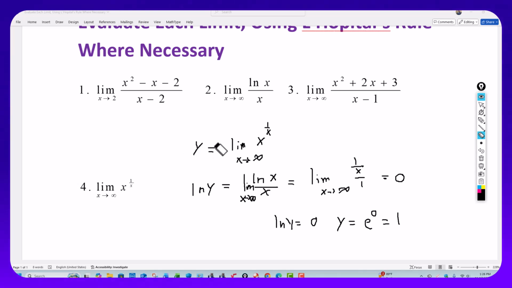So let me just write it this way. The answer then is the limit as x goes to infinity of x to the 1 over x is equal to 1. So that's the answer for number 4. The limit as x goes to infinity of x to the 1 over x equals 1.